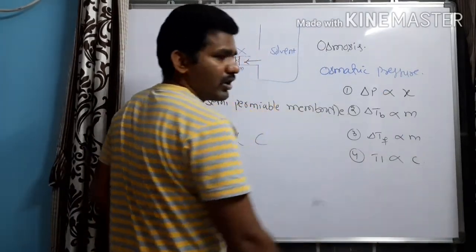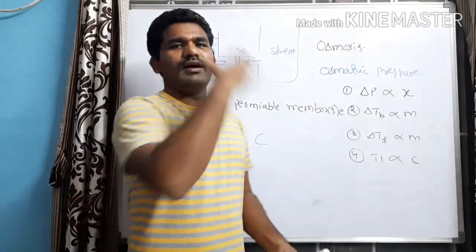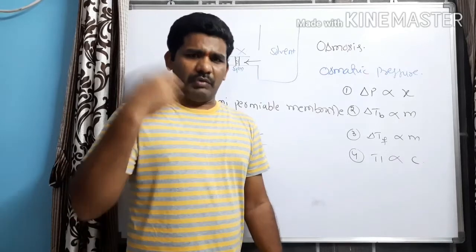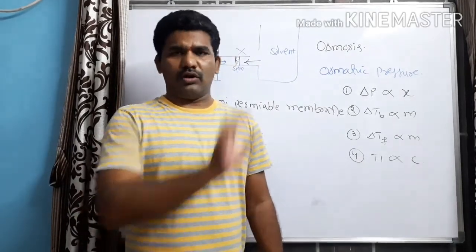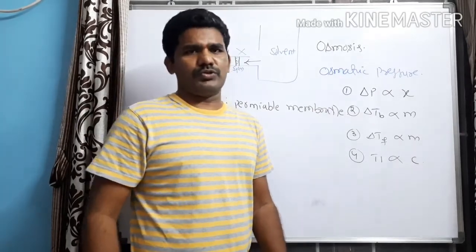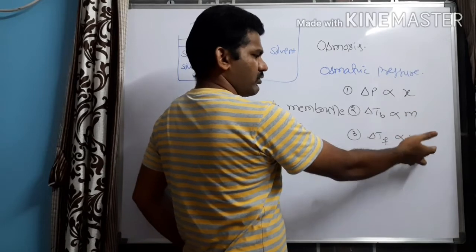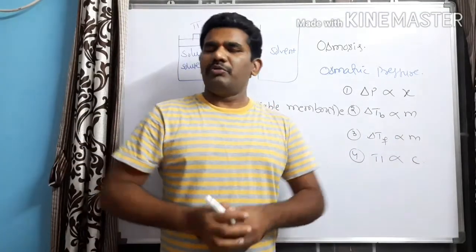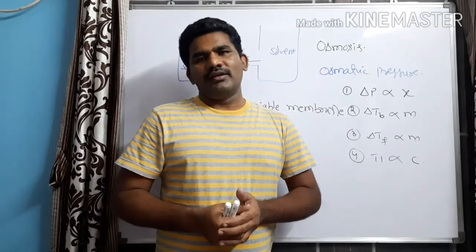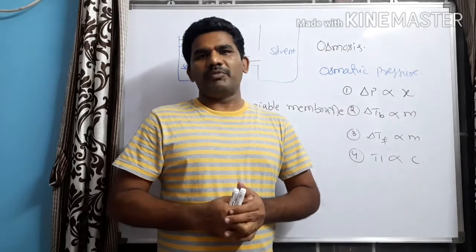All these belong to the solute. Why? Because colligative properties means properties which depend on the number of solute particles, not on the nature of the solute. So this is the mole fraction of solute, molality of solute, and concentration of solute. I hope you have understood the colligative properties. In the next video, we are going to learn about relative lowering of vapor pressure.